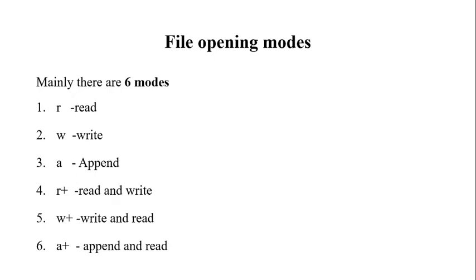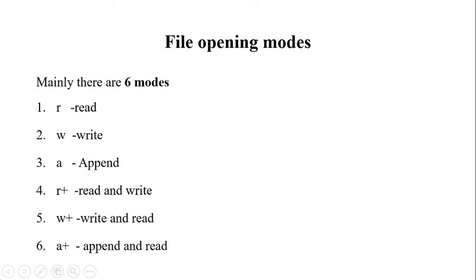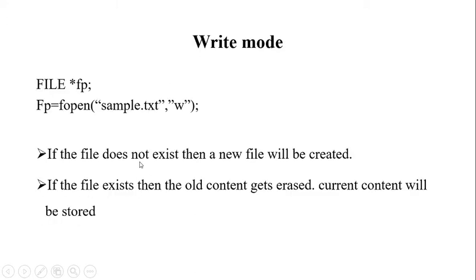Then what are the different modes of file opening? Mainly there are 6 modes of opening a file. R indicates read mode, W write mode, A for append mode, R plus read and write, W plus write and read, A plus append and read. So basically we are using these 3 types of operations: read, write, and append mode of file opening.